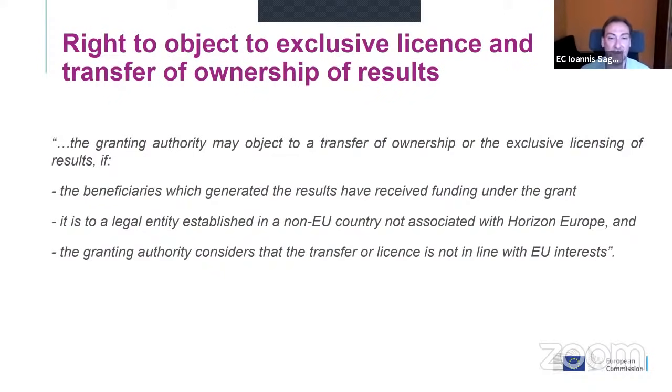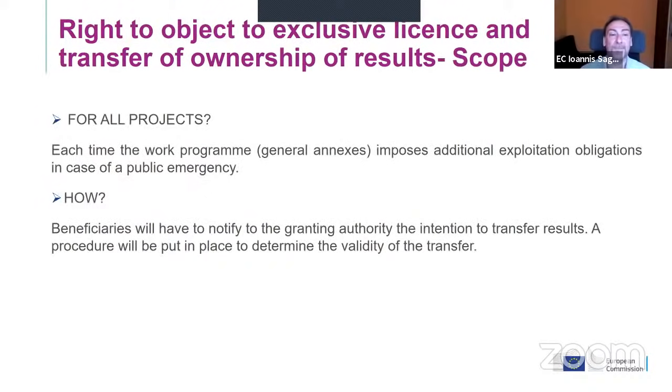Again, this might cause a lot of questions, but this is not something new. It applies to all projects. Every time we have additional exploitation obligations mentioned in the work programme, this right to object may apply. And how? Beneficiaries will have to notify the granting authority of the intention to transfer results to a third party in the categories we mentioned before, where we have the right to object. For example, when the third party is located in a country outside the EU that has no connection with Horizon Europe. And a procedure will be put in place to determine the validity of the transfer.